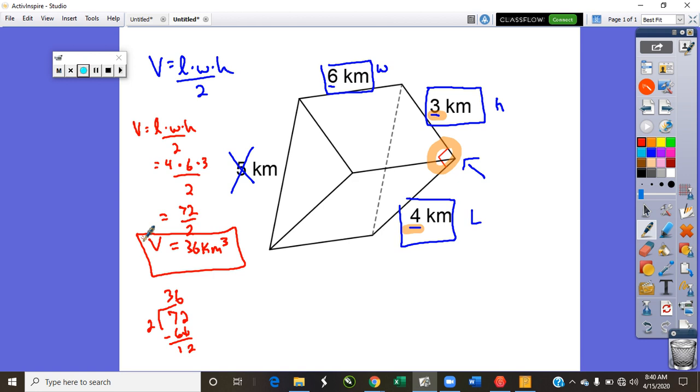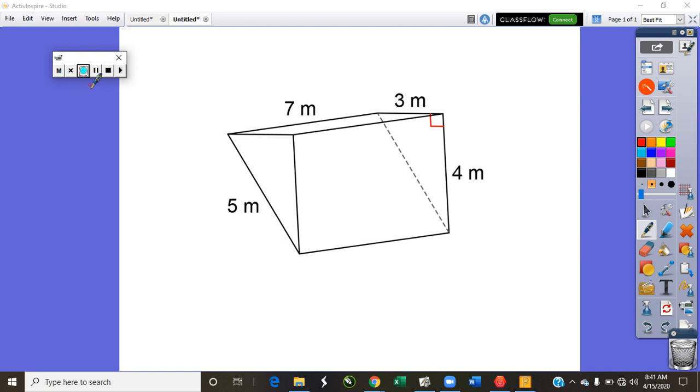Okay, let's do another one. Let's see if you can get that right. I'm going to put an example up here, and I want you to pause the video and try it yourself, and let's see if you get it right. Here's my triangular prism. The first thing we need to do is determine, after we write our formula, of course, which ones are which.